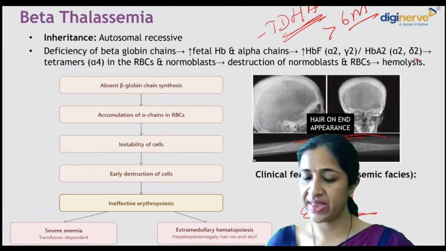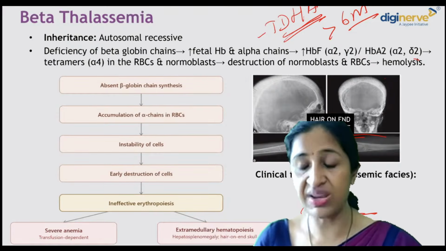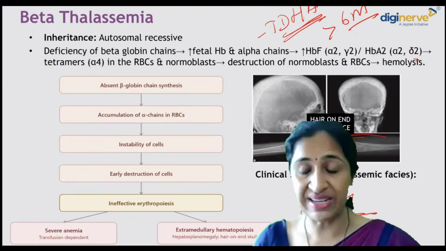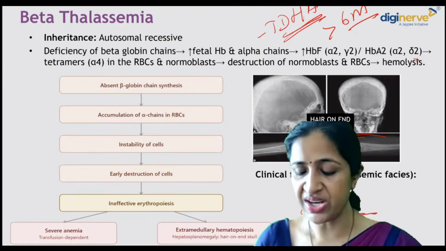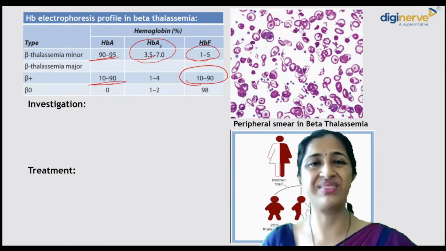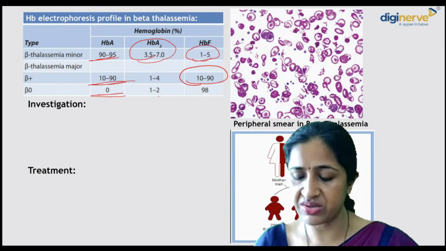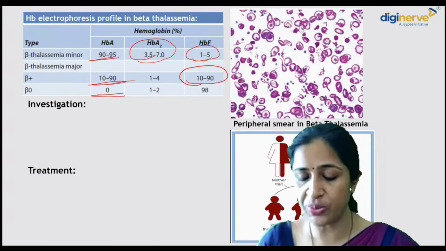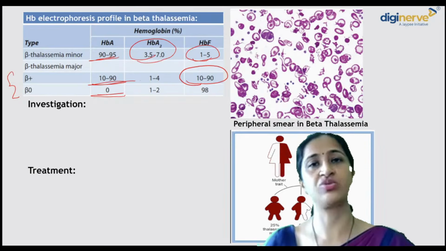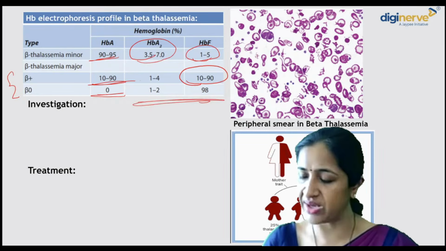Okay. In beta thalassemia minor, hemoglobin A will be 90 to 95, HbA2 will be 3.5, HbF only 1 to 5%. Sorry, minor. In beta thalassemia major, you have a huge amount of hemoglobin F, whereas hemoglobin A will be very much lesser because those are the cells which are dying. And beta plus and beta 0 are two types of beta thalassemia major, based upon heterozygous and homozygous presentation. Both equally are transfusion dependent hemolytic anemia.